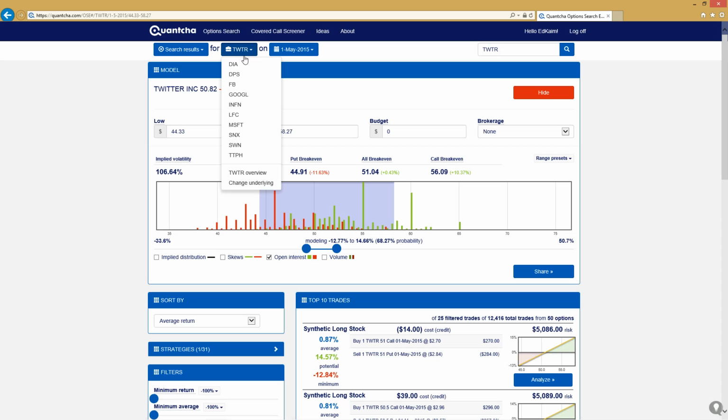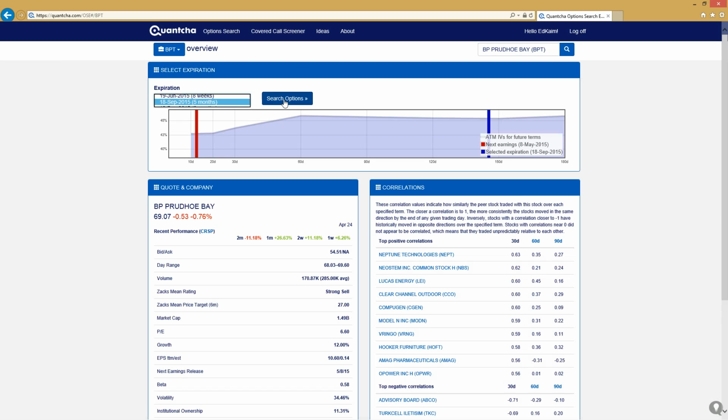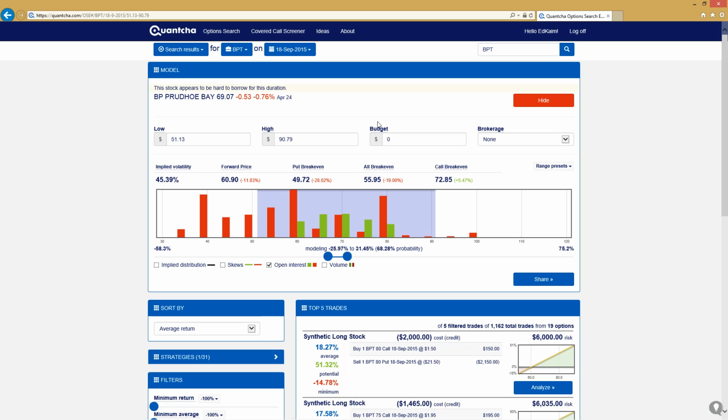And if we go out to the BP example that we used earlier, I'm just going to go up here and say for the BP Prudhoe Bay, and I think we were looking at the September expiration, it was hard to borrow. At least you can see it's hard to borrow for the duration. If you take a look at the put break even, the all break even, and the call, the forward price here is $60.90. People are really heavy on the puts right now. You can see overall it looks like there are a lot more puts.